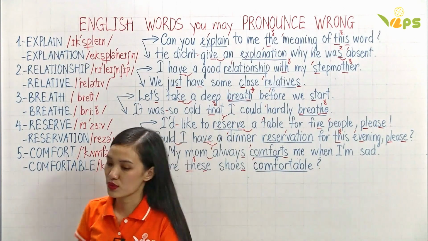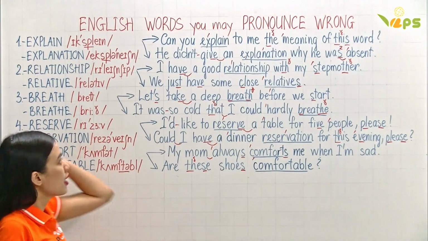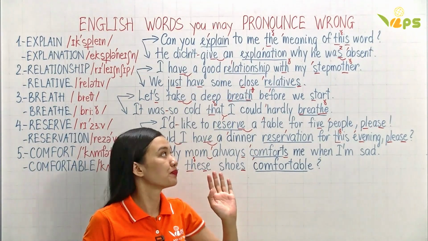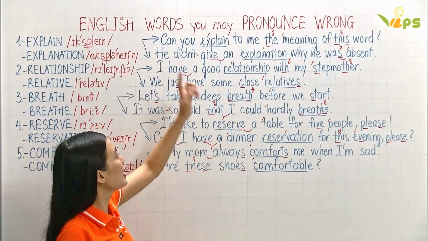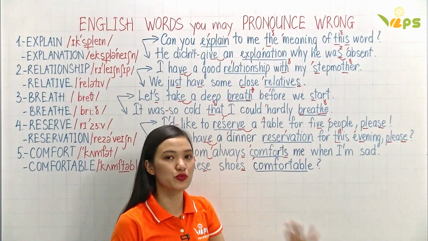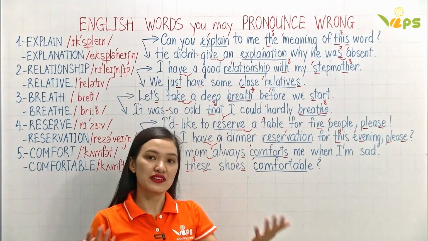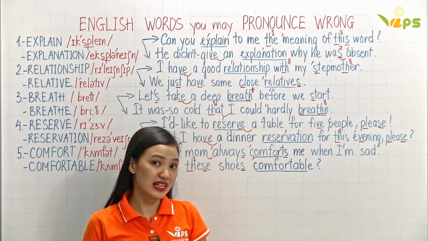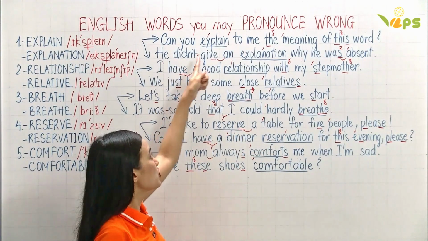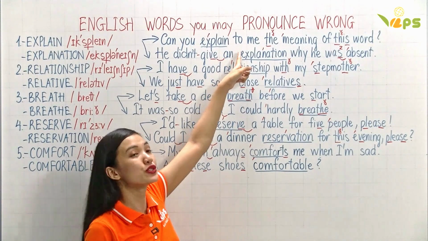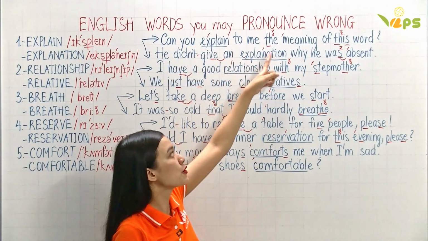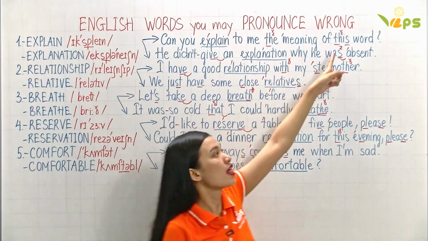Let's go to the examples. For explain and explanation. Explain. Can you explain to me the meaning of this word? That means I don't understand much about the meaning of this word. Can you help me to understand it? Can you explain? Explain to somebody, okay? Can you explain to me the meaning of this word?